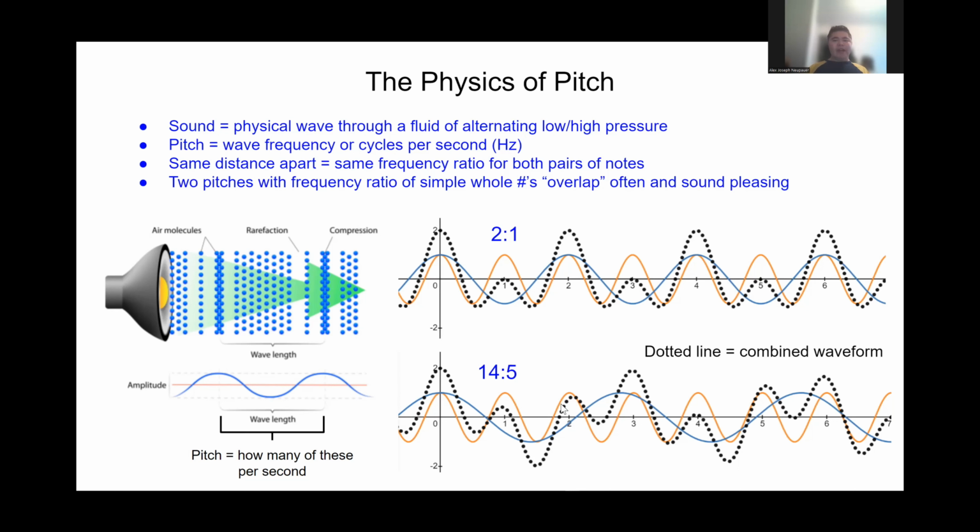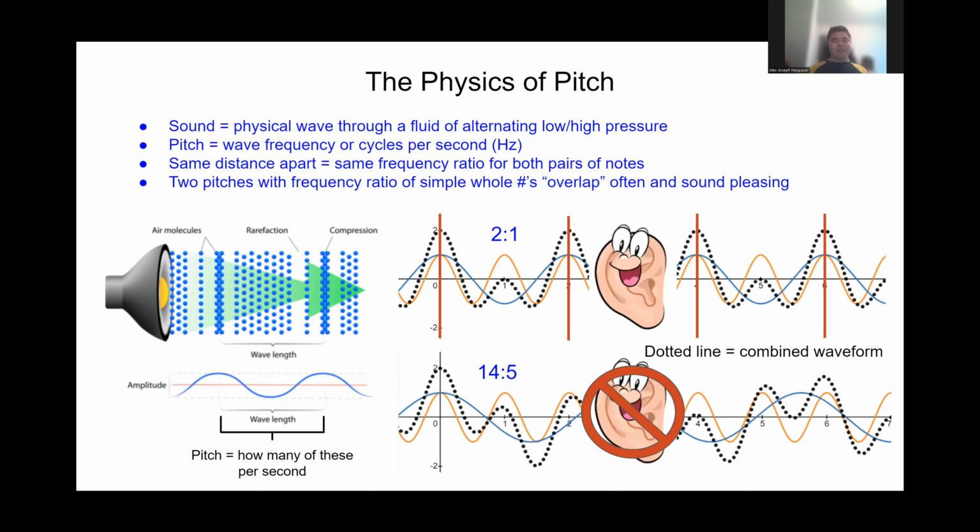Now, it may look like it has some regularity to it, but upon closer examination, we find that if we were to draw a red line in every place where the two waves overlap in peaks, it only occurs in the upper example. It occurs no times in the bottom example. So when we have simple whole number ratios of frequencies, the waves overlap each other often, therefore sounding pleasing to our ear.